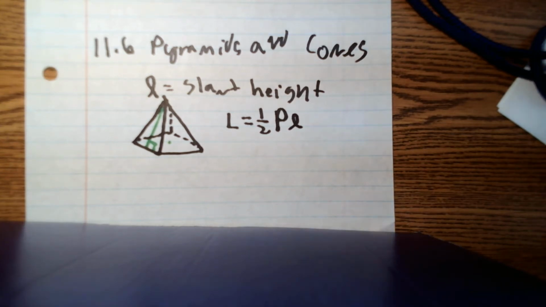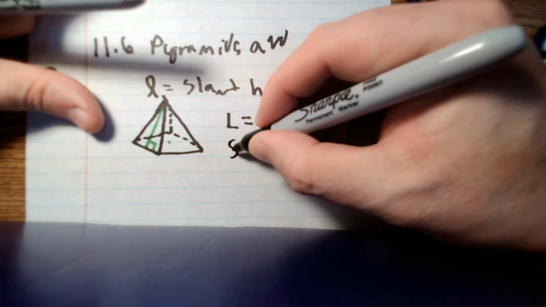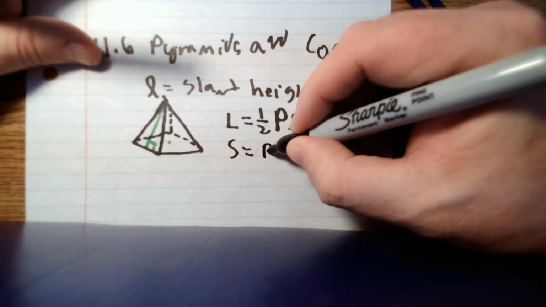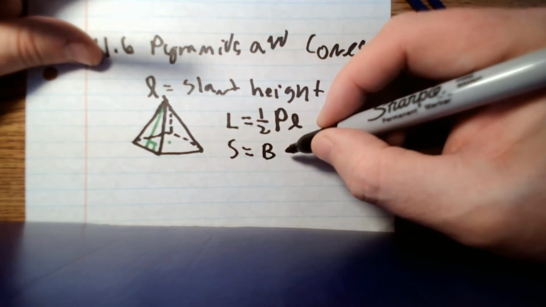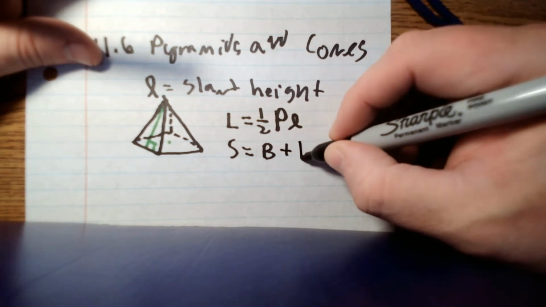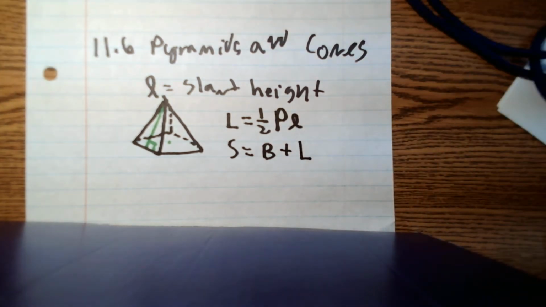Okay, surface area. Surface area is the area of the base plus the lateral area. That's a pretty simple formula, right? You're just adding two things together. You still have to come up with those two things.